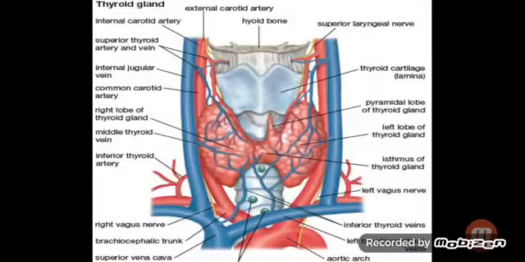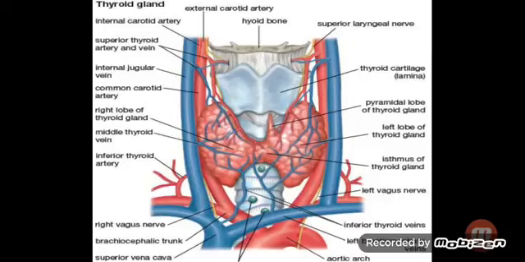What are the relations of the trachea? Let's start with the anterior relations. Anteriorly it is related to the back of the sternum, thymus gland, left brachiocephalic vein, then the origin of the brachiocephalic artery and left common carotid arteries that come from the arch of the aorta, and the arch of the aorta. This is anterior.